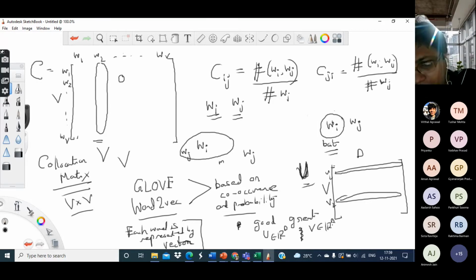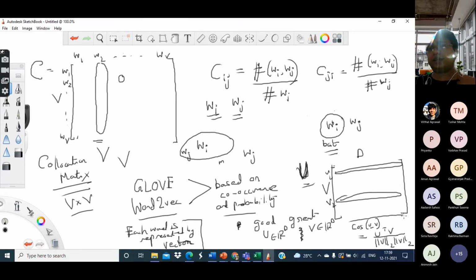So I expect that u and v will be close to each other, which basically means that their cosine similarity, which is calculated in the following way: u transpose v, that is the dot product, divided by the magnitude of u times the magnitude of v. Right? So this is called the cosine similarity of u and v vectors.